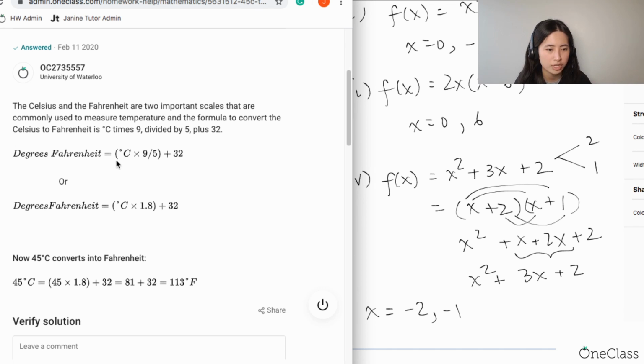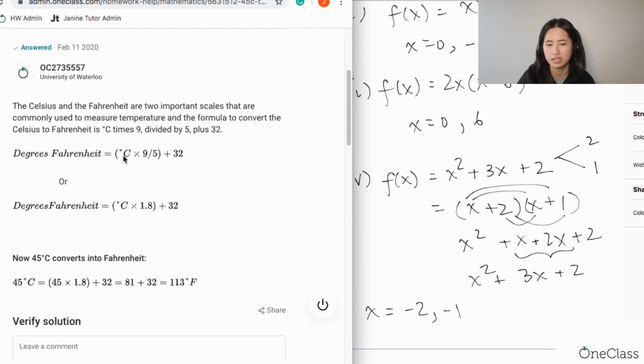Okay, so we have degrees Fahrenheit, which is equal to, okay, so they're trying to say that there are two formulas that you can pick. So the first one, let me just see, 9 divided by 5. Yeah, okay, so 9 divided by 5 is equal to 1.8. So they're giving you two options. It's either you use this formula or this formula, but the whole point is you have Fahrenheit and you have degrees Celsius, right?